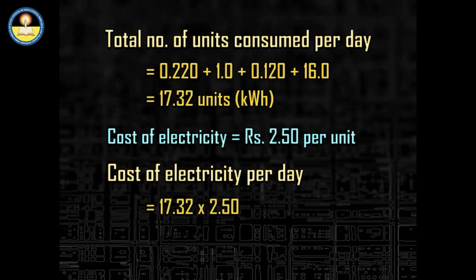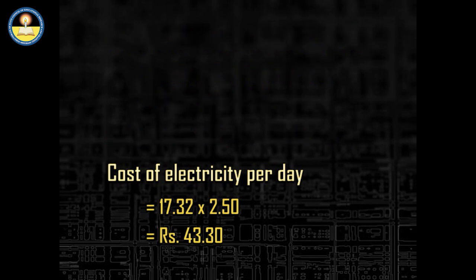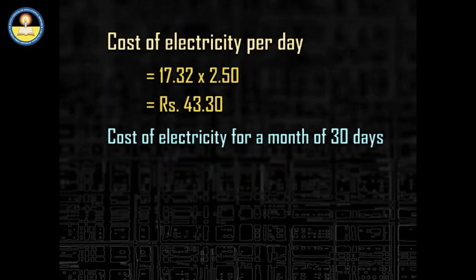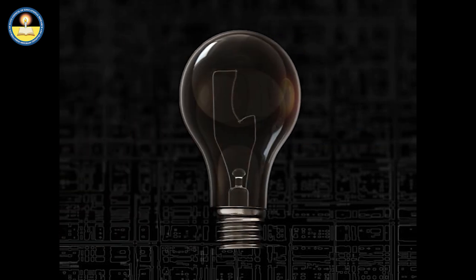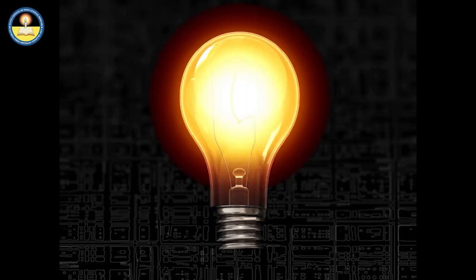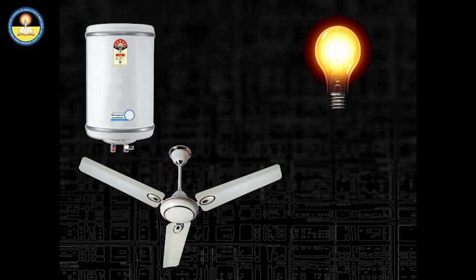consumed per day is the product of 17.32 and 2.5 to get 43.30 rupees. So the cost of electricity for this family for a month of 30 days will be 1,299 rupees. Let us see one more combination of resistors, which is the mixed combination of resistors.